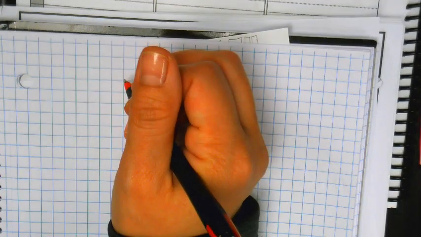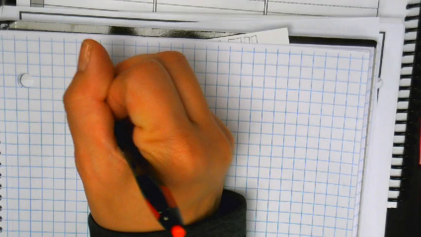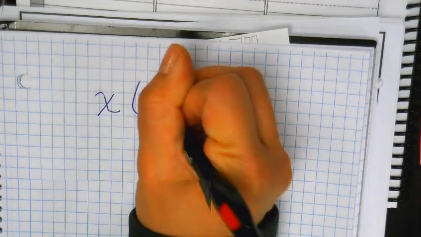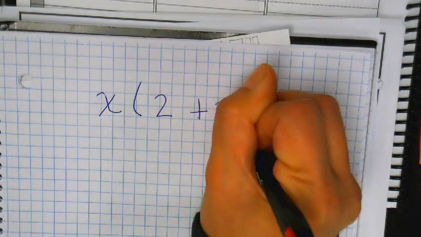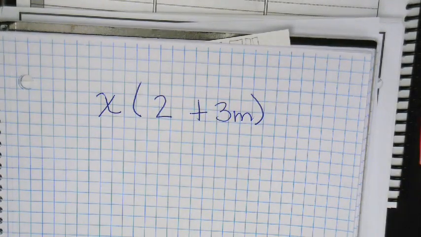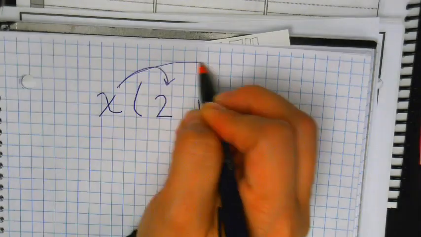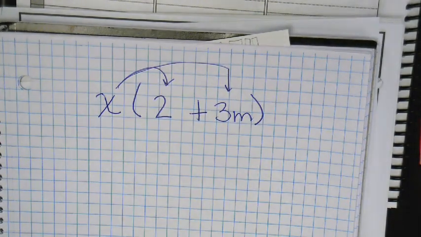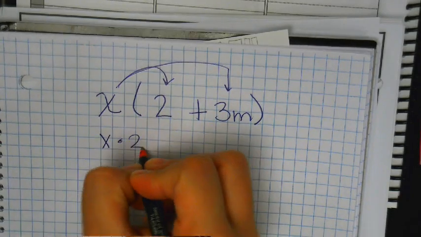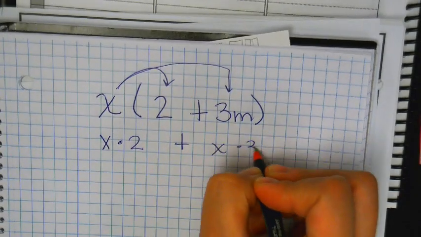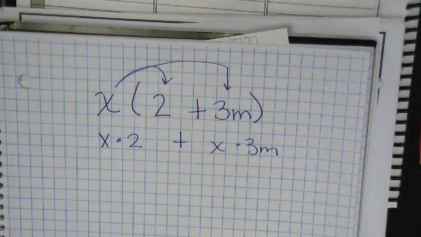Let's see. What if I have x times 2 plus 3m? Let's just leave it like that. What's wrong? Is there a cockroach on the floor or something? How are we gonna do the 3m plus 2? x times 3m is going to be 3xm. Something like that. So you're going to distribute the x. So it is x times 2 plus x times 3m.